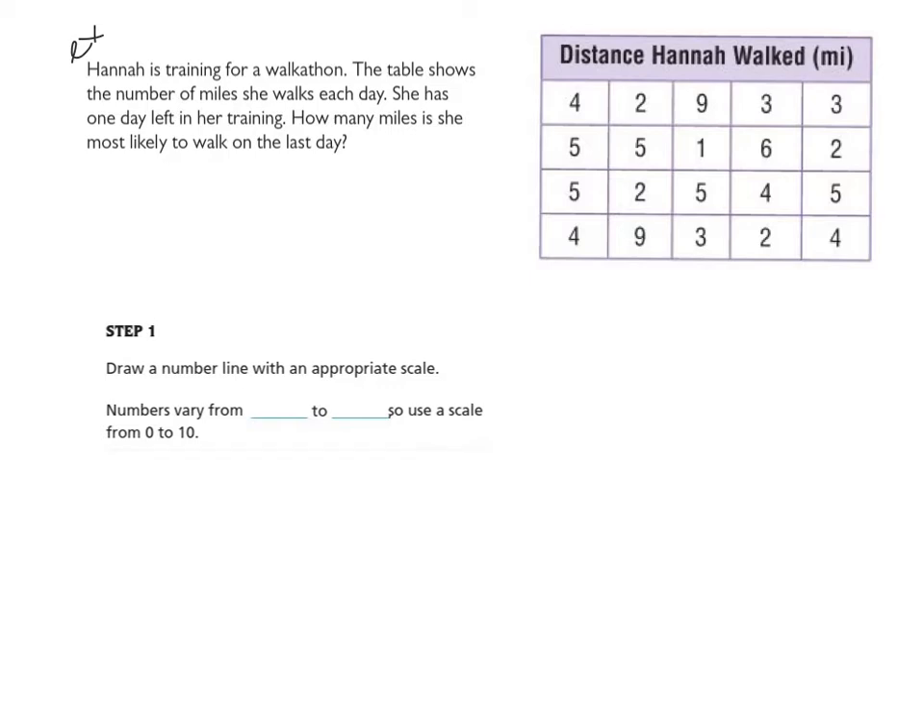We'll start off with our first problem. We're going to be first working with dot plots. So this is a dot plot problem. Hannah is training for a walkathon. The table shows the number of miles she walks each day. She has 1 day left in her training. How many miles is she most likely to walk on her last day?